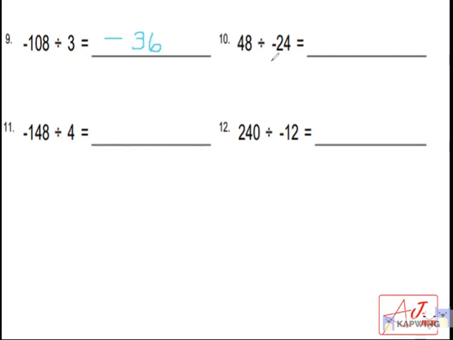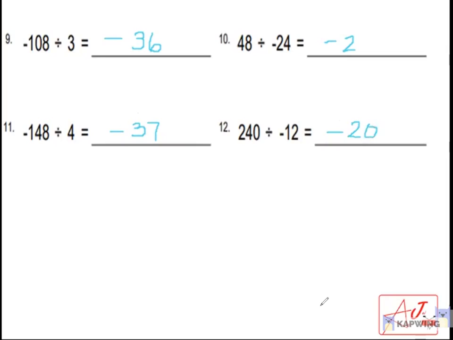For number 10, 48 divided by negative 24. Since magkaiba ang sign, negative ulit ang answer natin. 48 divided by 24 is 2. Number 11, negative 148 divided by 4. Magkaiba ang sign, kaya negative. And 148 divided by 4 is 37. And for number 12, we have 240 divided by negative 12. Since magkaiba ulit ang sign, negative pa rin ang answer natin. And 240 divided by 12 is 20.